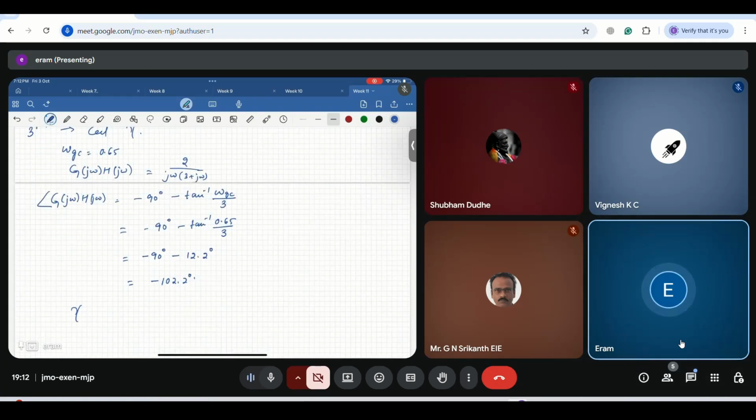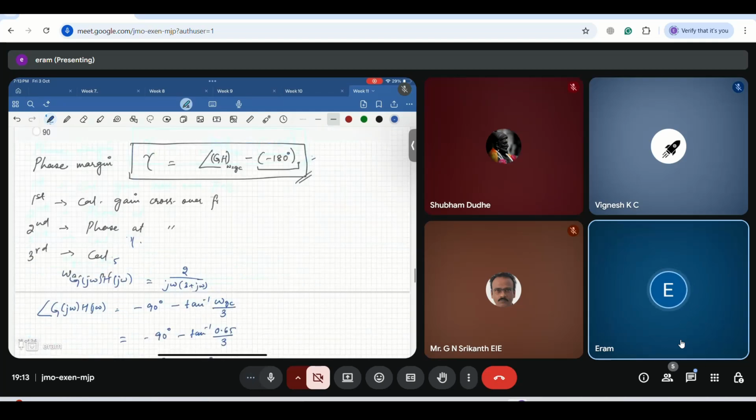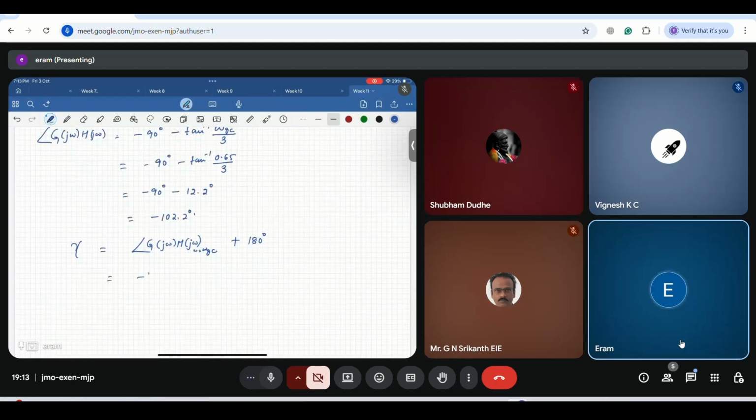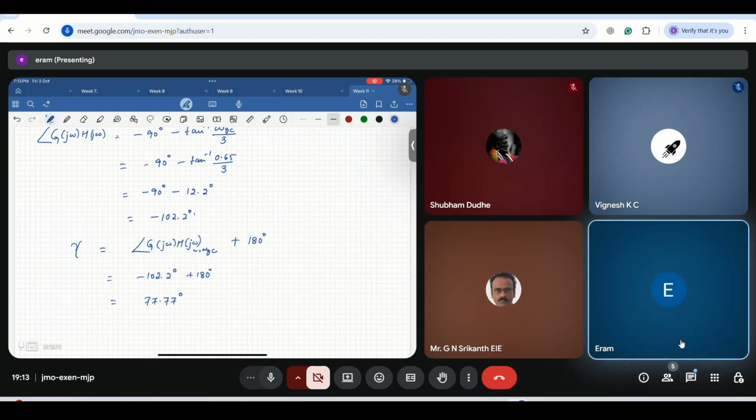Now the third step is to calculate gamma. It is the angle of G(jω)H(jω) at omega equals omega GC, and minus minus will become plus, so it is plus 180 degrees. Here the formula is minus of minus 180, so in short you can write plus 180. It becomes minus 102.2 plus 180, that is 77.2, so it is 77.77 degrees, about 78.